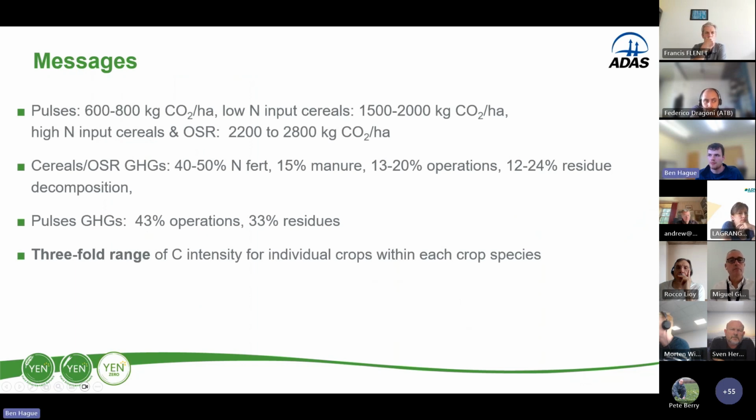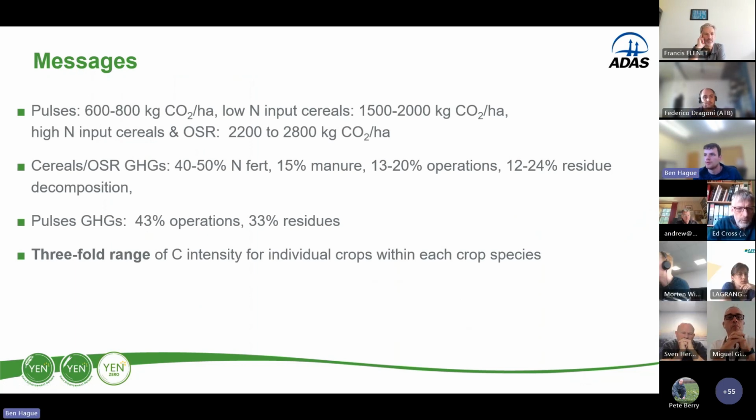So lastly, the key take-home messages are that pulses have a lower carbon footprint compared to cereals, and this is between 600 and 800 kilograms of carbon dioxide per hectare. And then we move on to low input cereals, such as spring barley, which have a carbon footprint between 1,500 and 2,000 kilograms of carbon dioxide per hectare. And lastly, high input cereals and also oilseed rape.